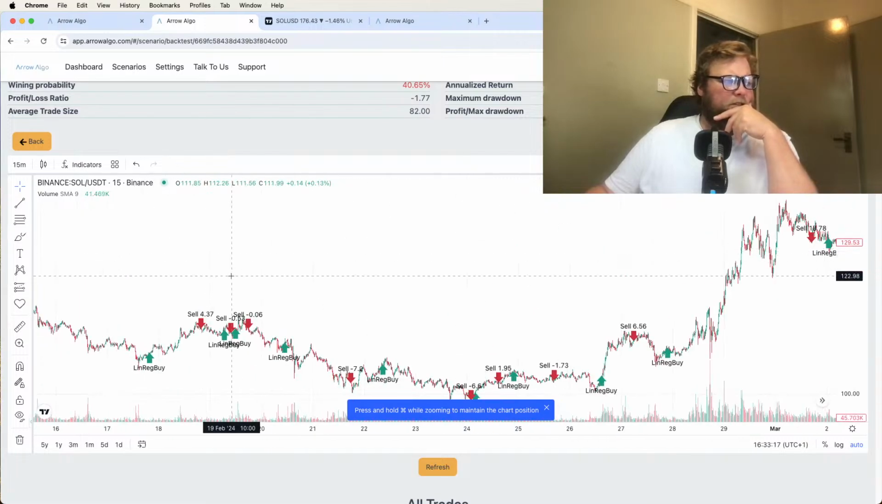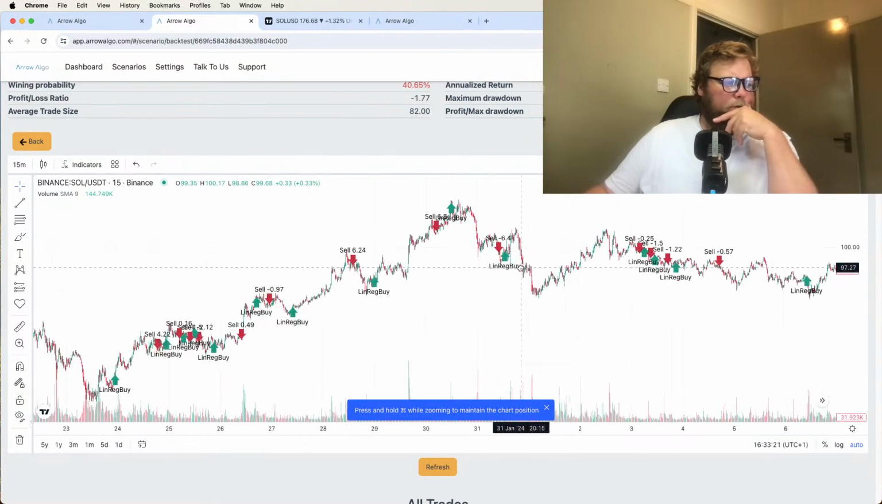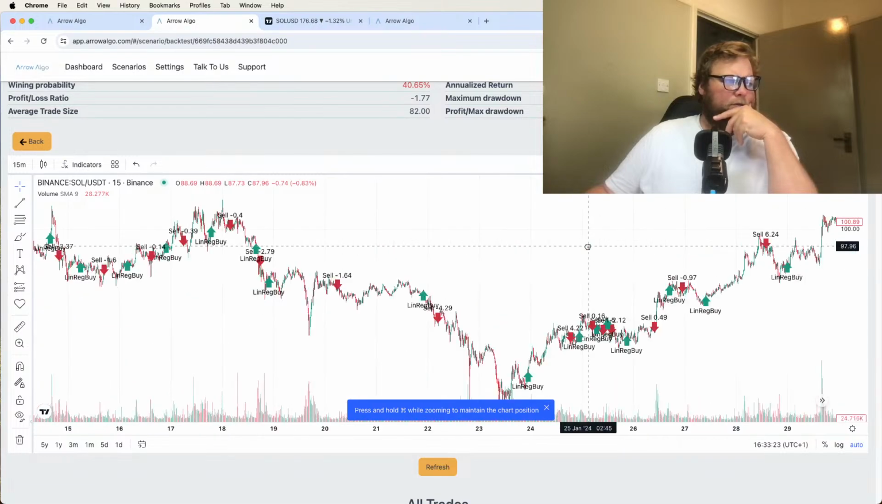The one thing we do notice is that the LenReg buy completely dominates the breakout. So we don't see many buys for a breakout.